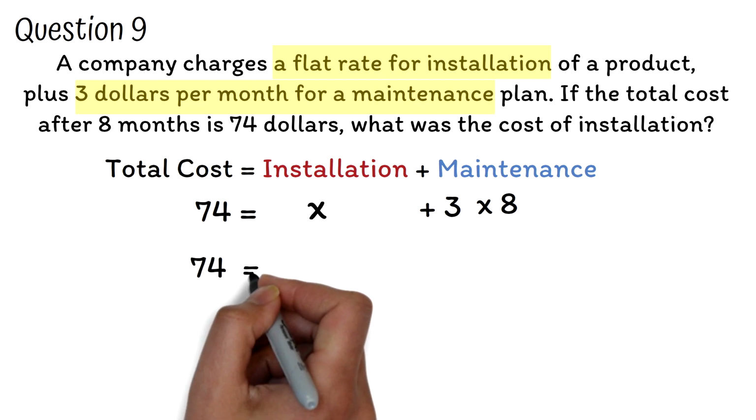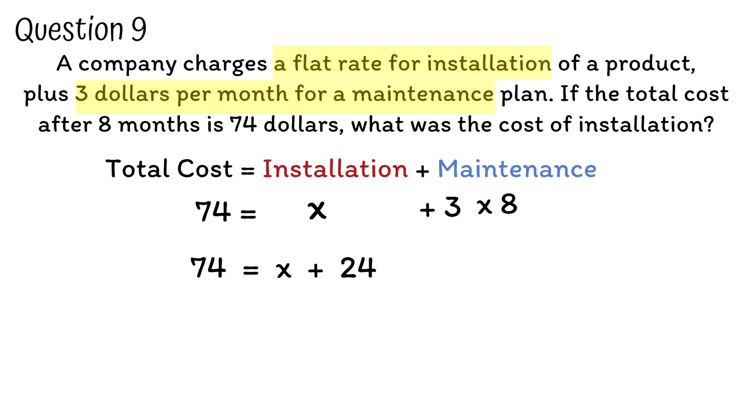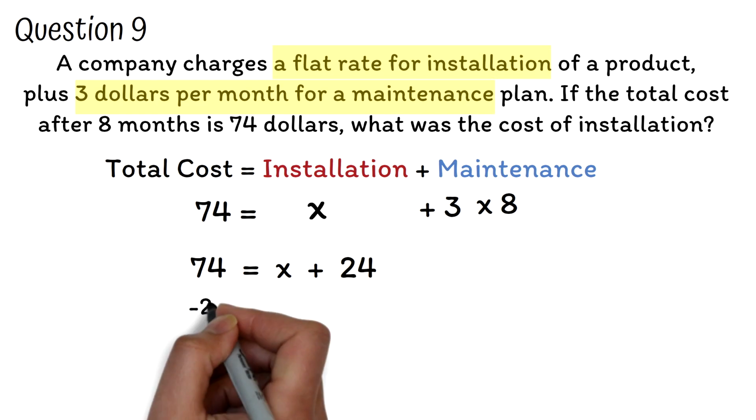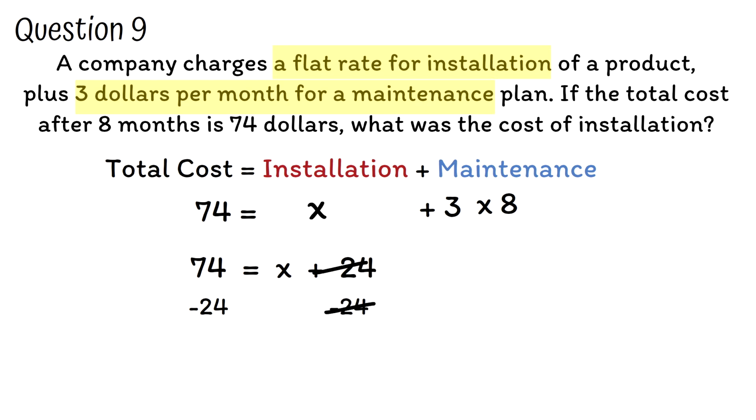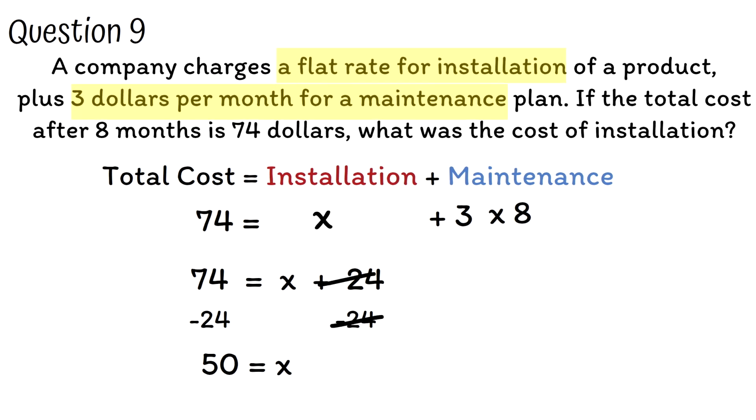Now we have 74 equals x plus 24. We solve for x, a one-step equation. Subtract 24 from both sides. The 24 will cancel out. 74 minus 24 is 50. So the cost for installation is $50.